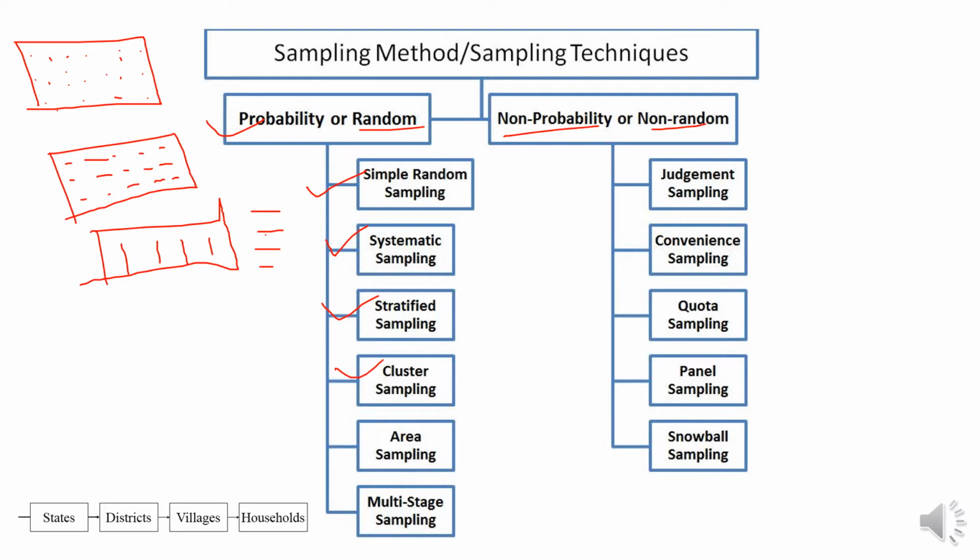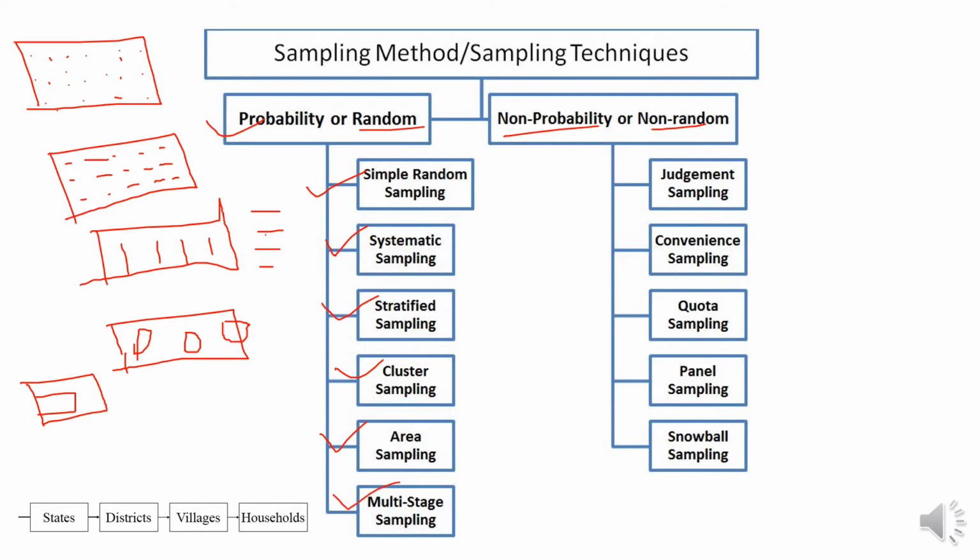Then cluster sampling. Cluster sampling means you are collecting samples from clusters of the population. Here is one cluster, then three clusters, and two clusters. Then area sampling means you are collecting samples of a particular area only, a particular area of the population. So that's area sampling.